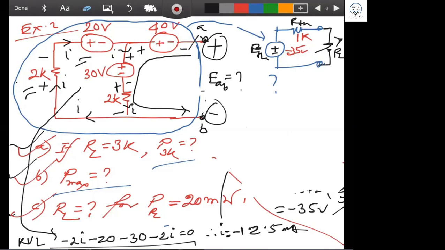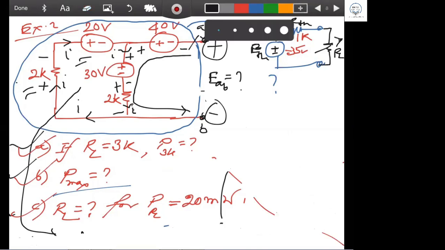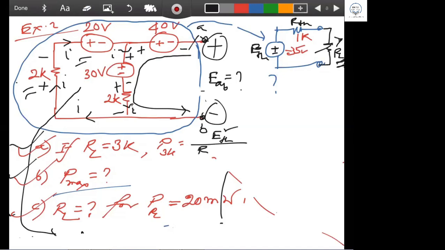Okay, now look at it. What to answer here first? The first answer is this. We have to find the power for 3K. That means if the resistance RL is 3K, then the equation is Vs square, which is E Thevenin square, divided by R Thevenin plus RL whole square, into RL, right? This is the formula. So you can substitute.